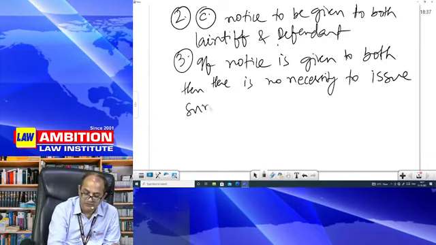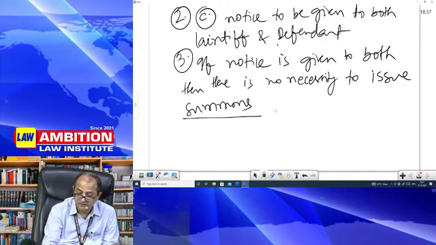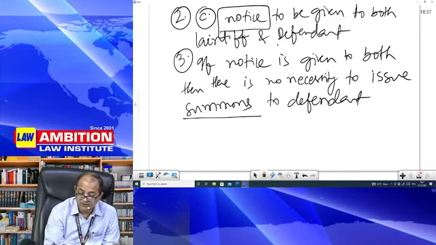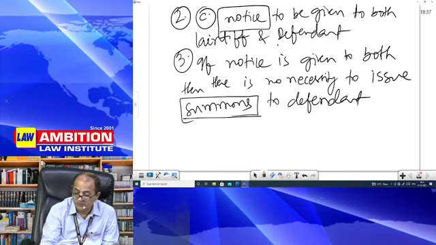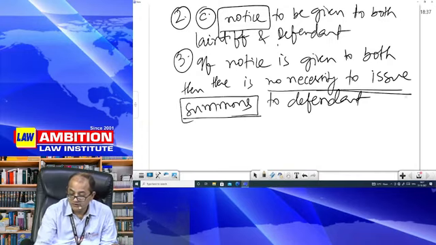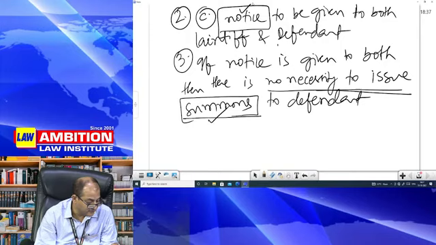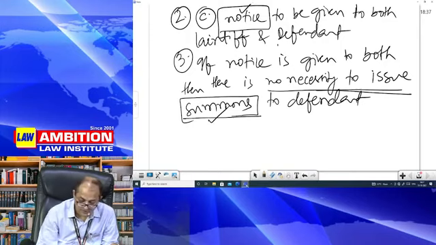Why have we written this? Because generally when you accept the plaint, then you issue summons to the other party. Then there is no necessity to issue summons to the defendant. See, this is all common sense. Already you have given notice to both parties, so why will we issue summons? Once I have given notice, where is the necessity of issuing summons? It's unnecessary, it's wasteful, unless the court for reasons to be recorded otherwise directs.